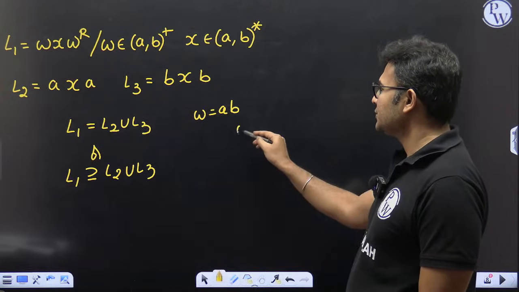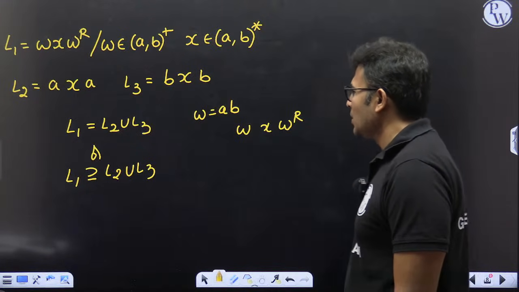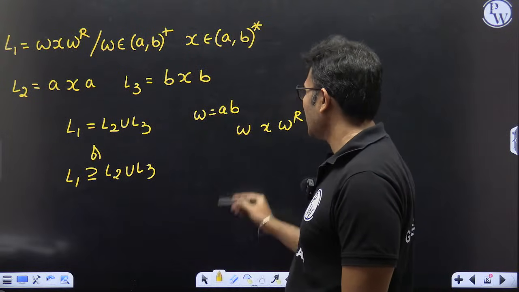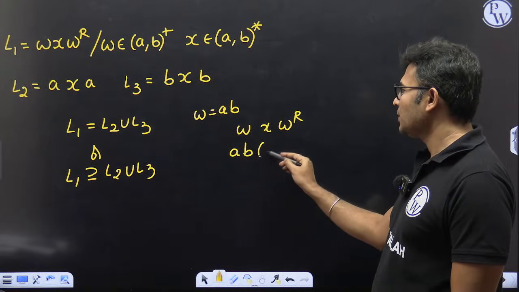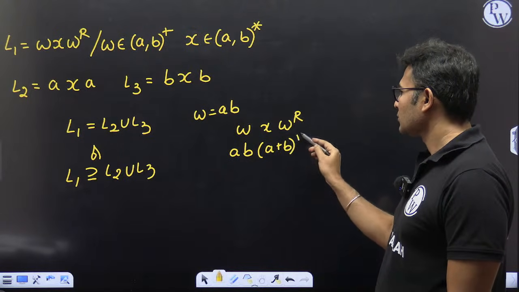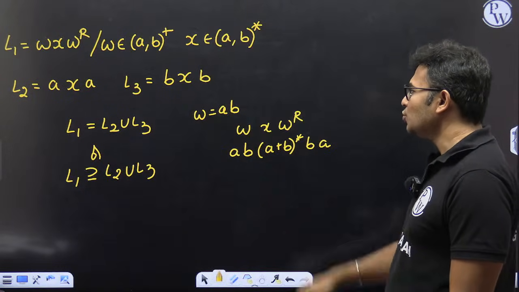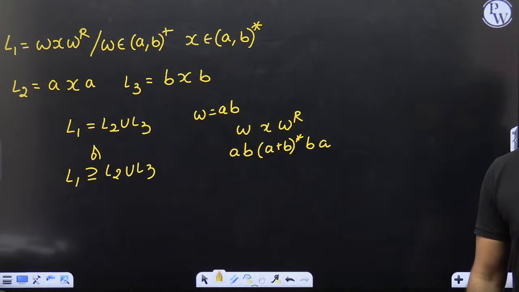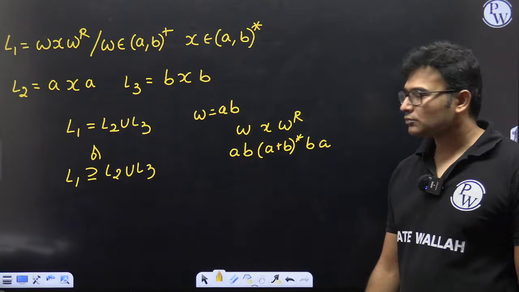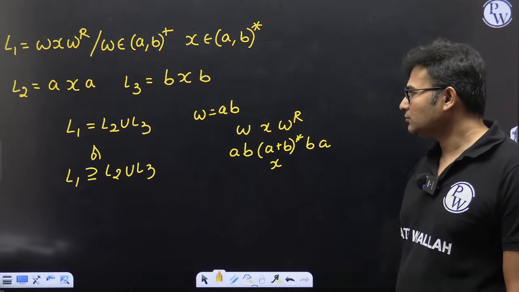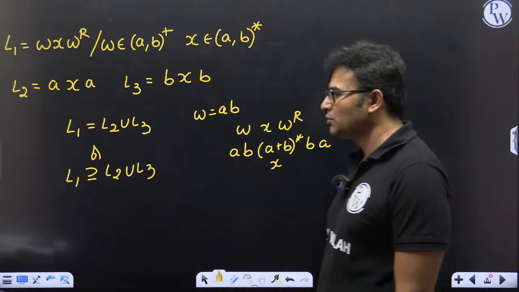Then what is W X W power R? In place of W you are going to place ab, and in place of X you are going to place (a plus b) star, and in place of W power R you are going to put ba. Now tell me what can we do with this string? So this is X. (a plus b) star is X.